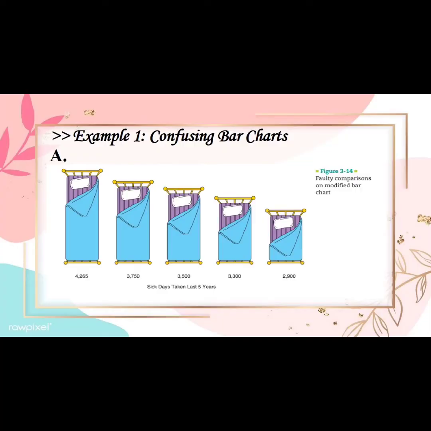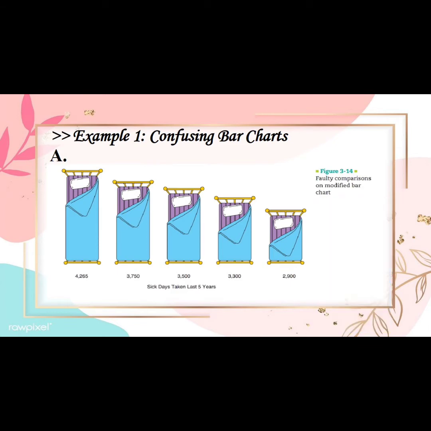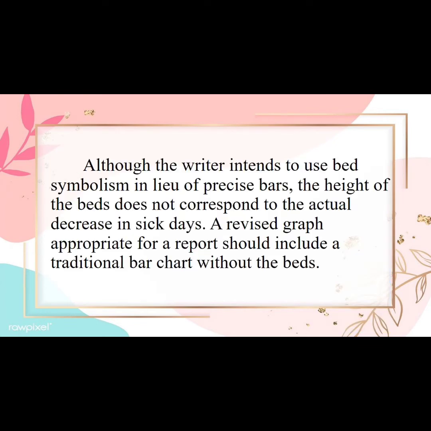Example number 1. Confusing bar charts. Figure 3-14 shows an accompanied report about sick days taken in an organization. The problem here is that the chart decoration, which is the beds, inhibits rather than promotes clear communication. Although the writer intends to use bed symbolism in lieu of precise bars, the height of the beds does not correspond to the actual decrease in sick days.